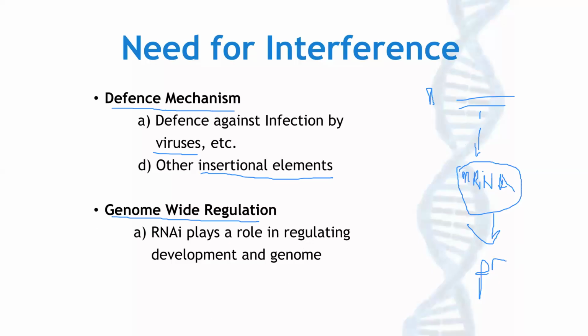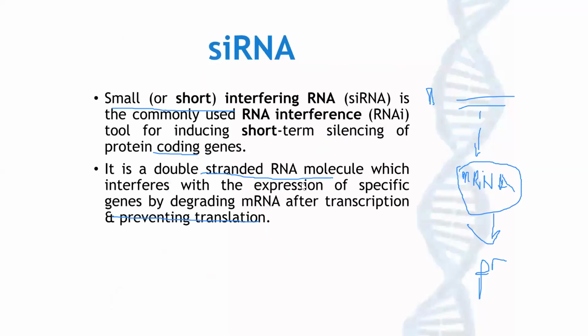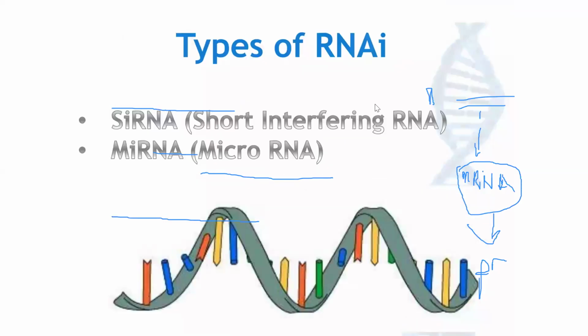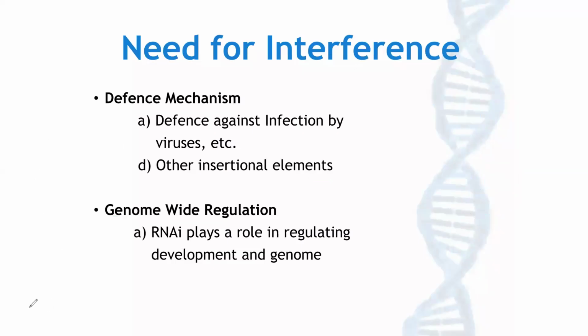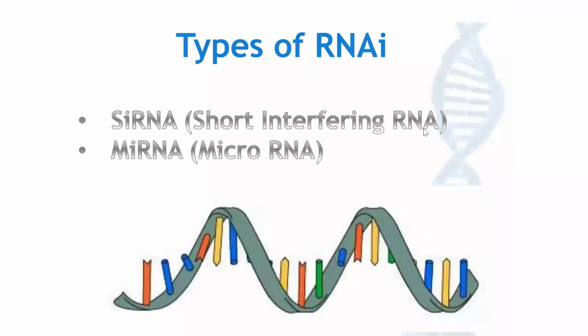Okay, and then the next thing we are going to look at is the different types of RNA interference. We have two types: short interfering RNA, and micro RNA. So these are the two types of RNA interference. I think we are going to stop here and we'll continue in the next video.